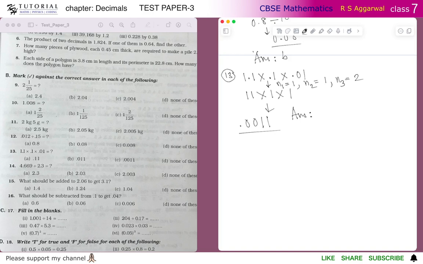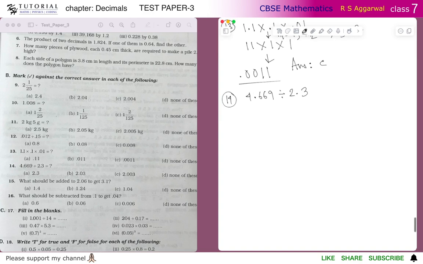The choice is C. Okay, let's do problem number 14. It is asking 4.669 divided by 2.3. Okay, so we have to divide a decimal number by another decimal number. So first we convert the decimal numbers to decimal fractions. This becomes 4669 by 1000. This is divided by 23 by 10.